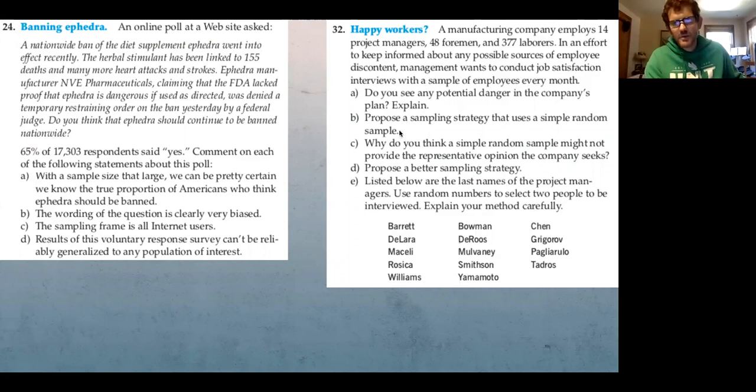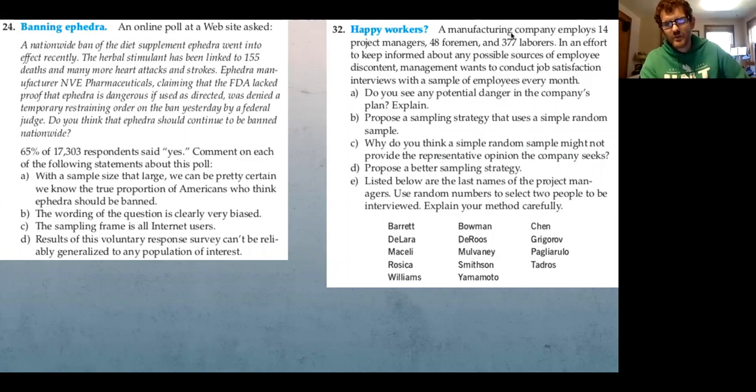Okay. Propose a sampling strategy that uses a simple random sample. Well, that's always an easy one to answer. You number each employee, get a random number generator, and create your sample out of that random number generator. Okay. Why do you think a simple random sample might not provide the representative opinion the company seeks? Well, we already touched on this, but if a random number generator is used, you might get all laborers.